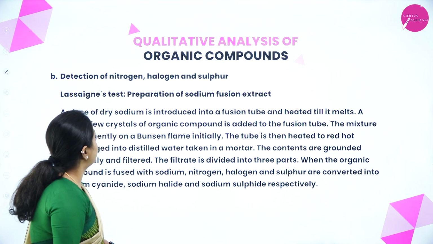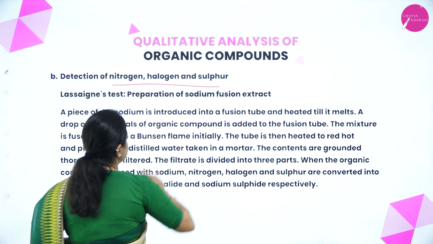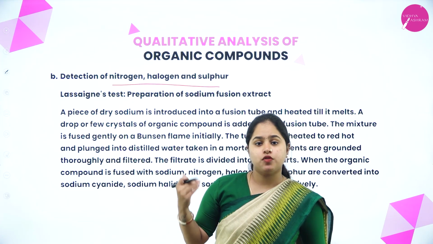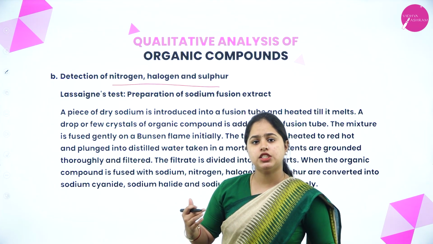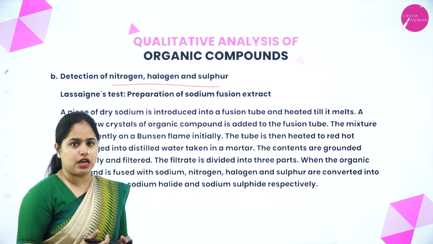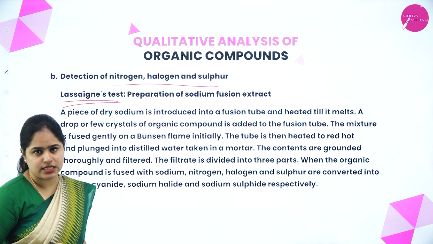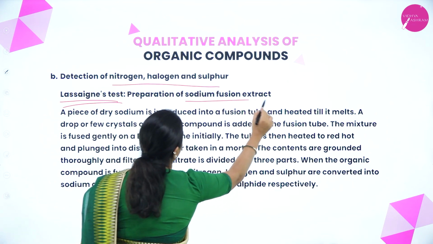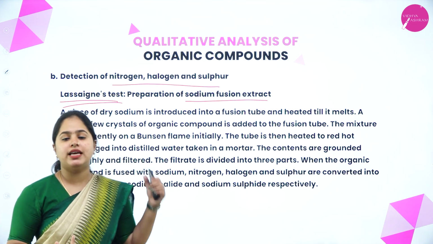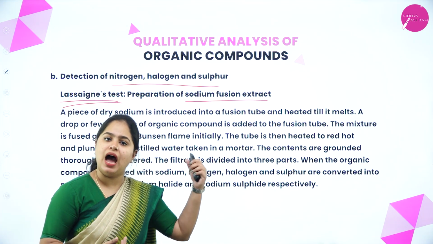Now moving on to the next one, that is detection of nitrogen, halogen and sulfur. As said in the beginning, it's not necessarily always carbon and hydrogen. There can be other elements as well. So we are going to detect the presence of nitrogen, sulfur and halogen. Together, to detect them, we use Lassaigne's test, which is basically the sodium fusion extract test. Lassaigne's test is used to detect the presence of nitrogen, sulfur and halogens.